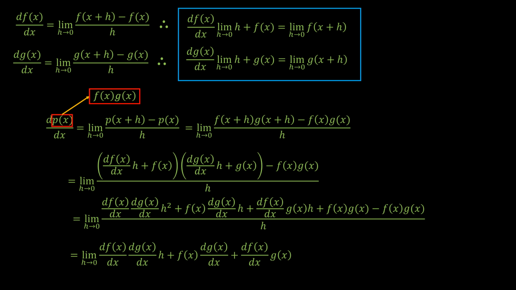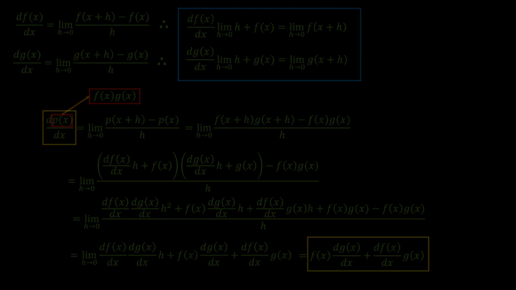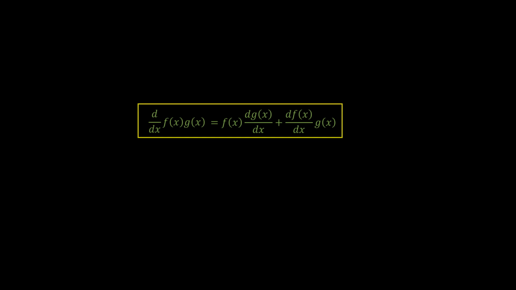Then the limit, as h approaches 0, is going to be 0 for that first term. And so we get f of x times the derivative of g of x with respect to x plus the derivative of f of x with respect to x times g of x. And there we go. That's it. And here is the product rule that we have derived.